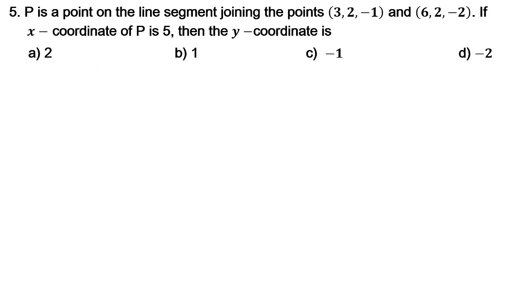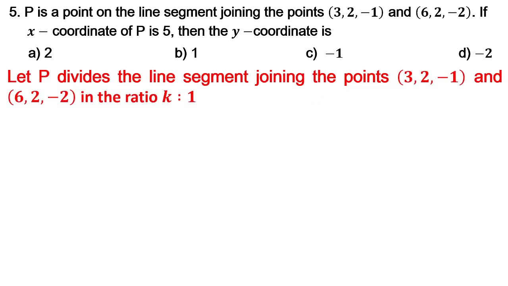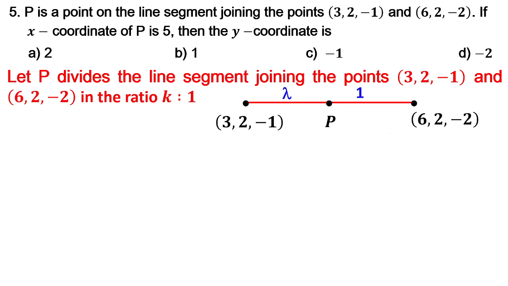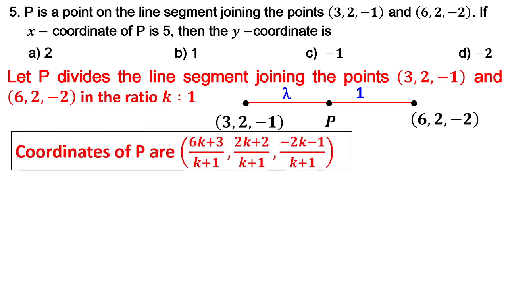Question number 5. P is a point on the line segment joining the points. If the x coordinate is given, then you have to find the y coordinate. Now, I am assuming that P divides the line segment in the ratio k is to 1 or lambda is to 1, whatever you want. Now I can make use of the section formula. I can find the coordinates of P. The formula is used.